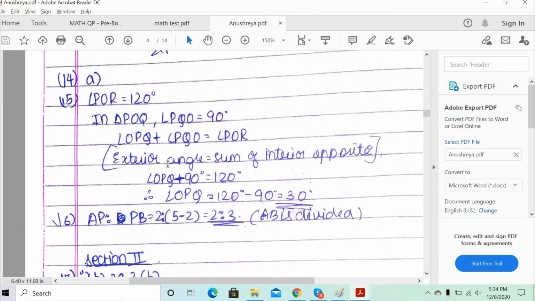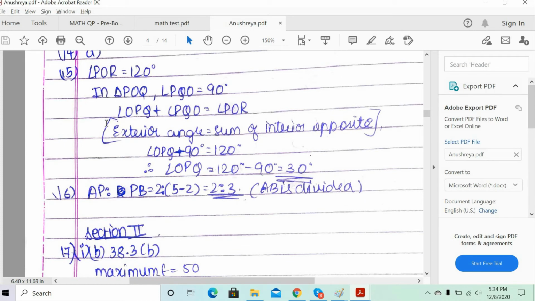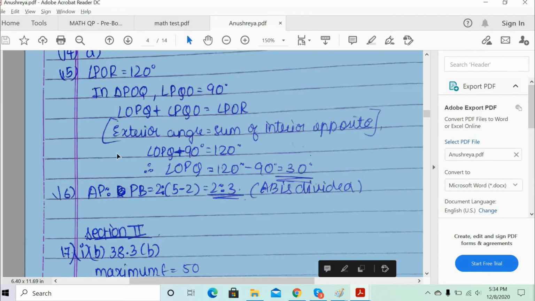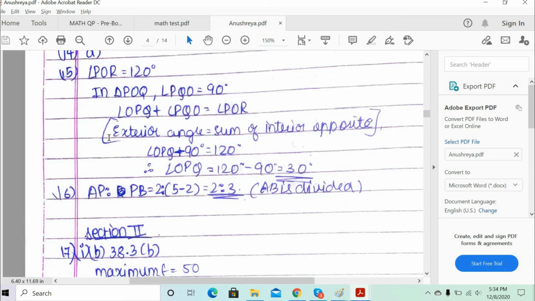Look, whenever data is required, always ensure you give the reason for it. Look at this part: exterior angle is equal to the sum of the interior opposite angles. So mention this data properly. Don't assume that this data is written in your mind and then do the operations. Ensure that you write the reason properly and then do the calculation.